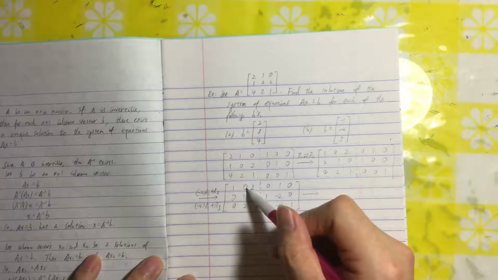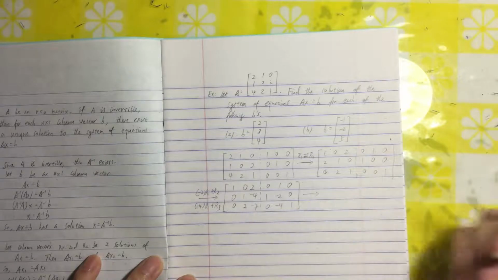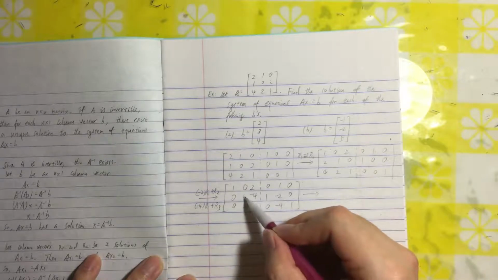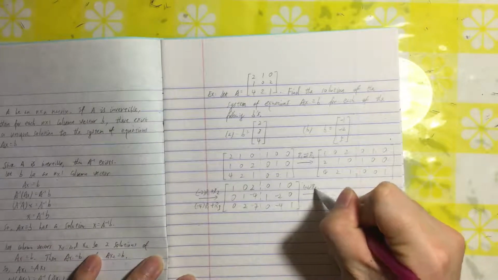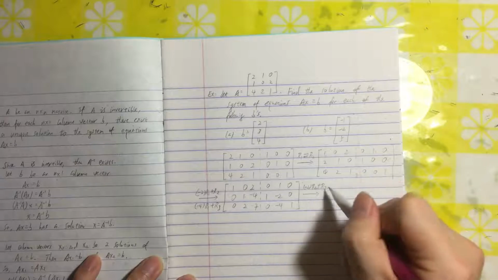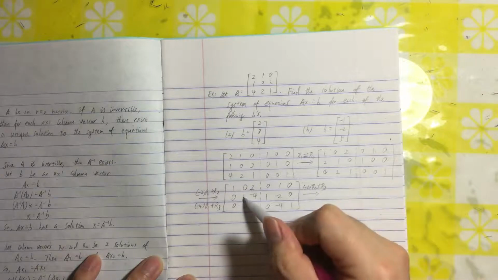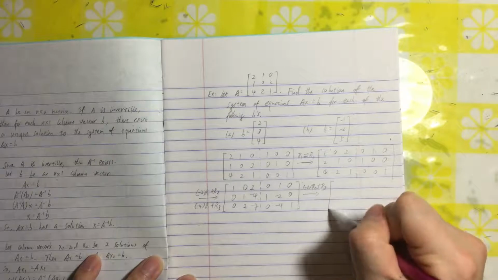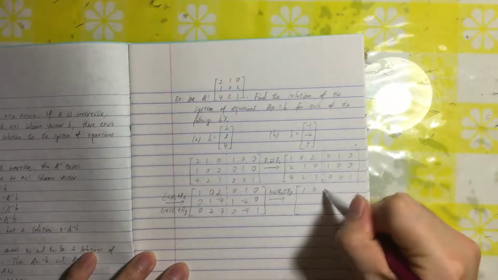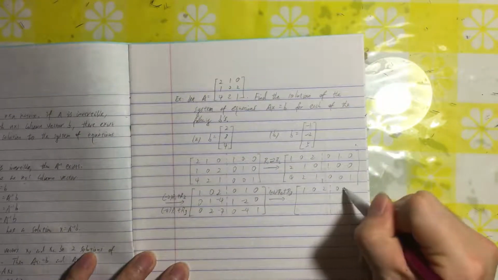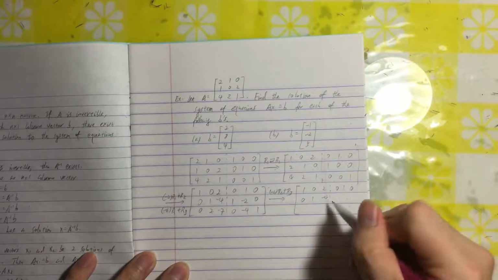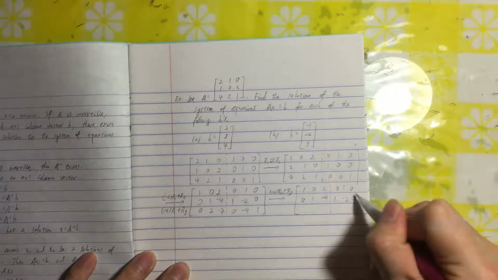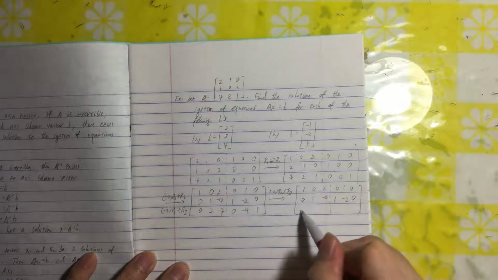So try to make all entries above and below the leading one to be 0. This is 0 here. On the bottom, try to make 0 here. So I can multiply the second row by negative 2, add it to the third row. First row stays the same. Second row stays the same.